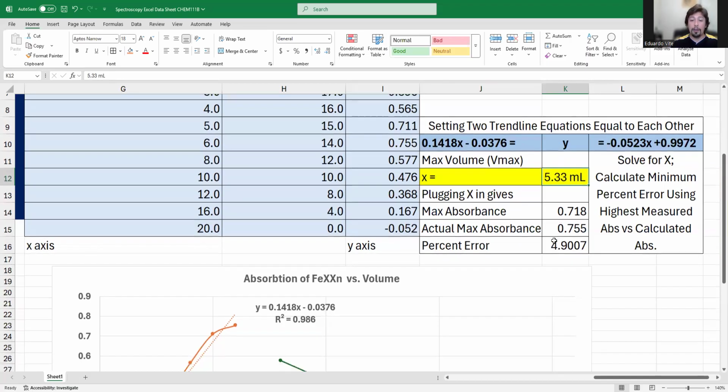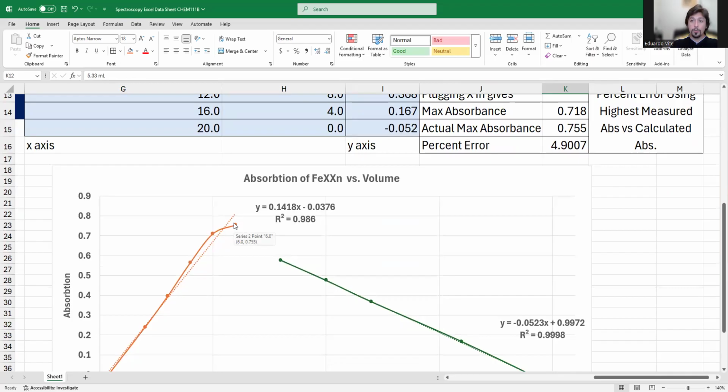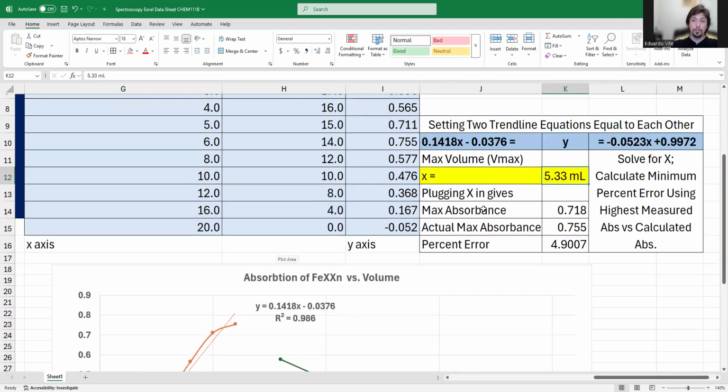However, if you look at the actual data that I measured using an actual instrument, there's a reason we use an instrument. The instrument gives us something real to work with. You see that the highest absorbance in this data set was 0.755. And so just do a percent error calculation. Your actual absorbance will be your experimental value, and your theoretical value is your calculated value. This person got 4.9% error, pretty good.